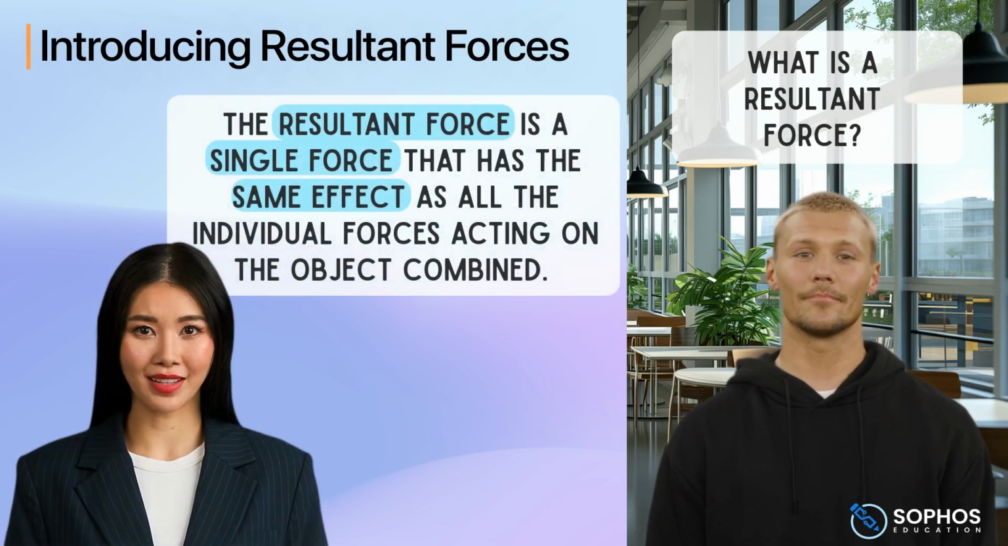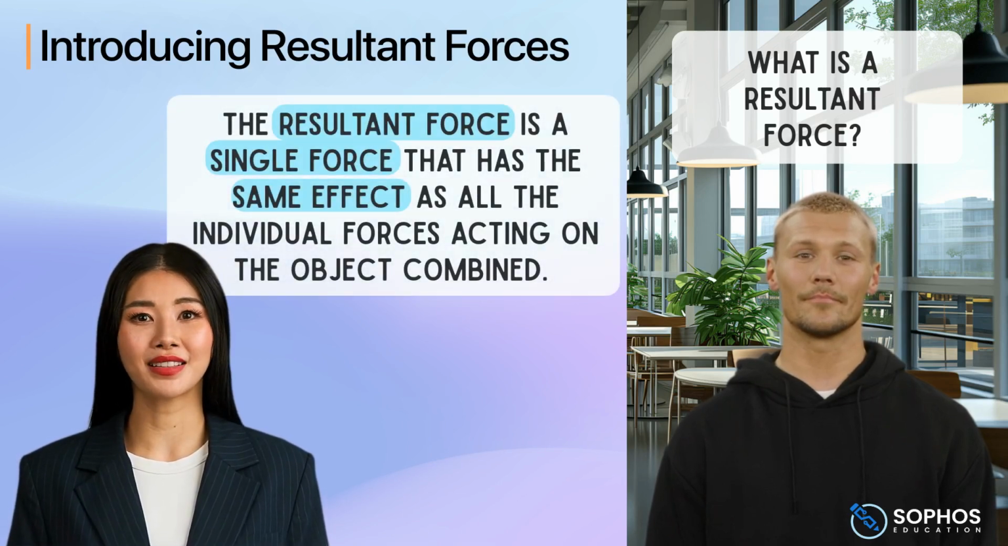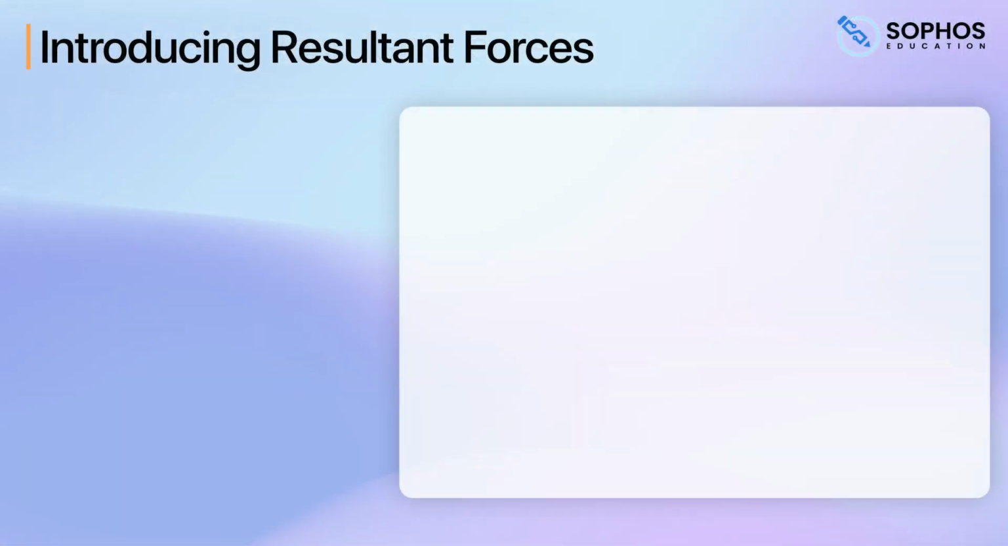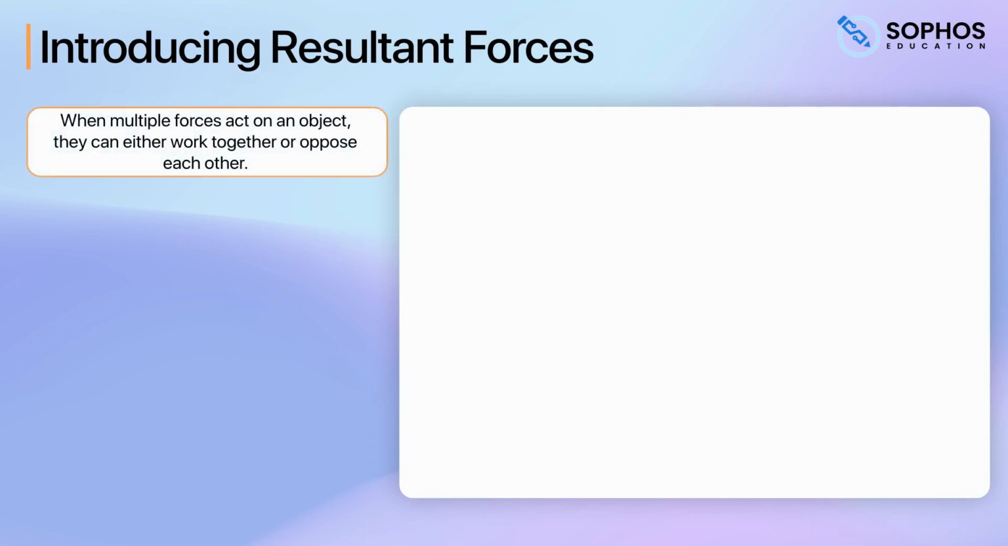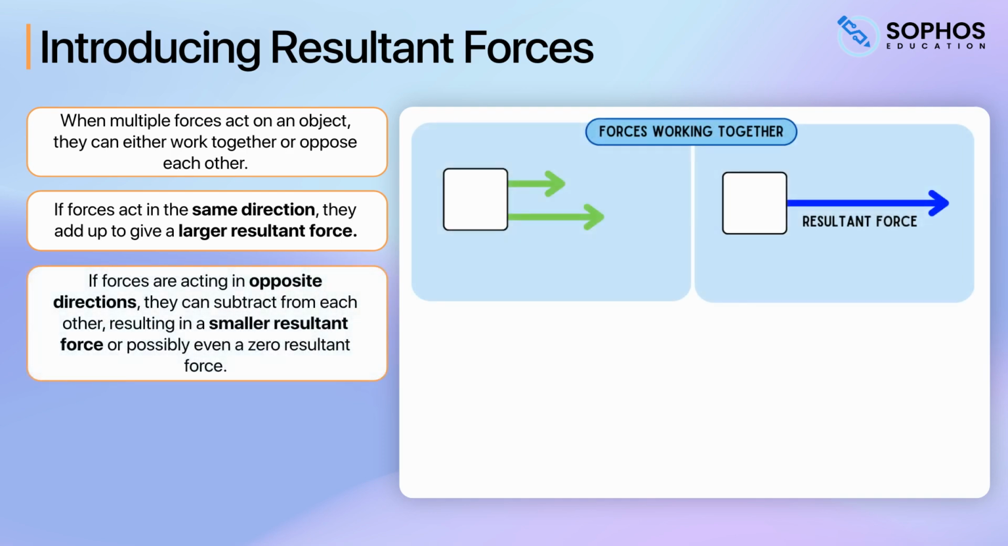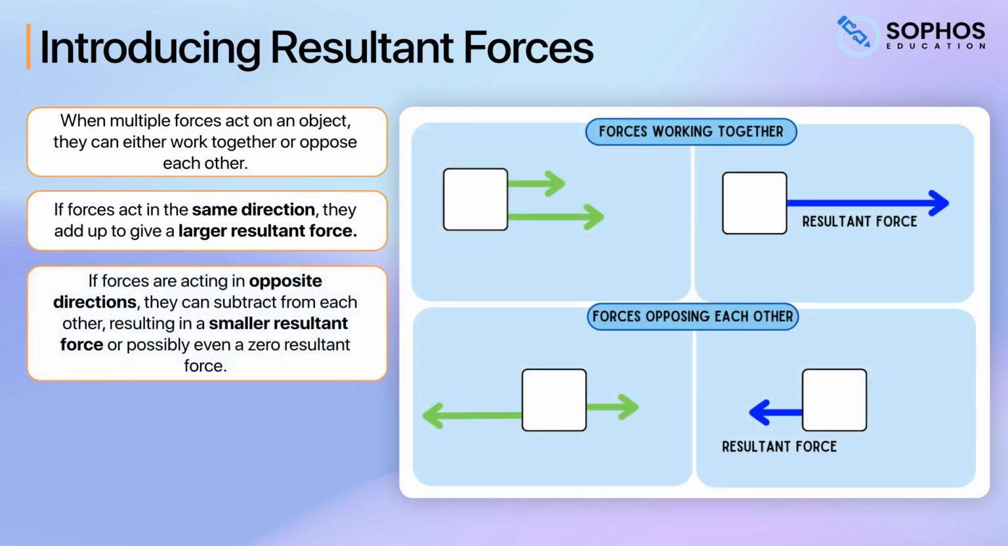The resultant force is a single force that has the same effect as all the individual forces acting on the object combined. This touches on a core idea. When multiple forces act on an object, they can either work together or oppose each other. If forces act in the same direction, they add up to give a larger resultant force. If forces are acting in opposite directions, they can subtract from each other, resulting in a smaller resultant force, or possibly even a zero resultant force.